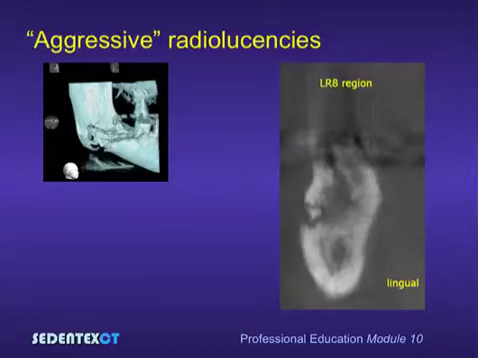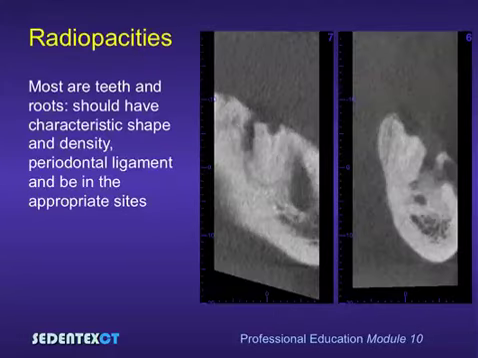Here we see the same patient on a volume rendered image and also a cross-sectional, showing the bone apparently dissolving away due to the spread of the infection and sequestration of bony fragments. Apart from radiolucencies, we also come across radiopacities on radiographs and on cone beam CT scans. Now most of these, of course, are going to be teeth and roots. If they are roots, then they should have characteristic shape and density, a periodontal ligament, and be in the appropriate sites of where teeth and roots are likely to be found.